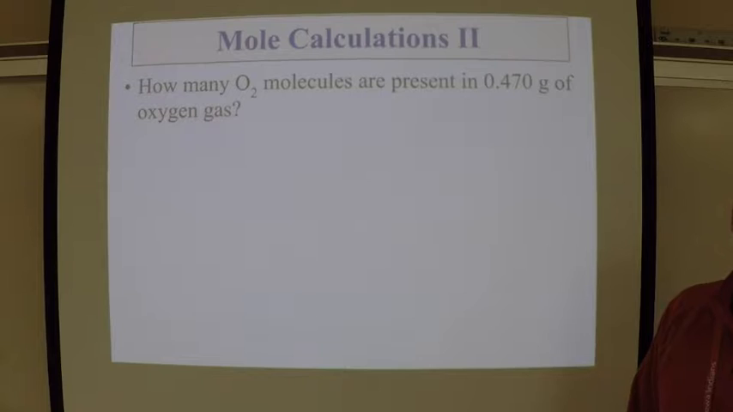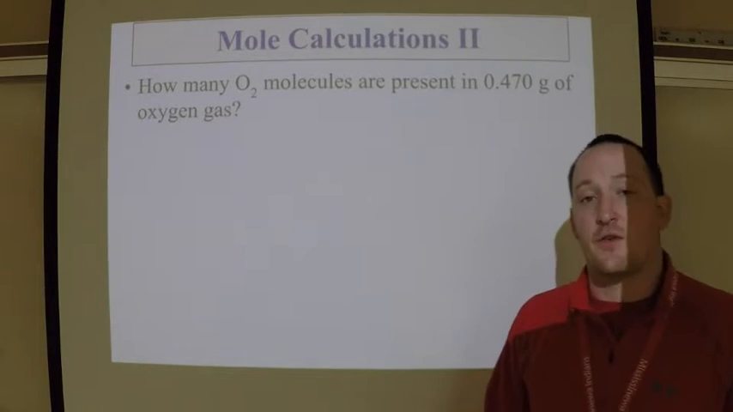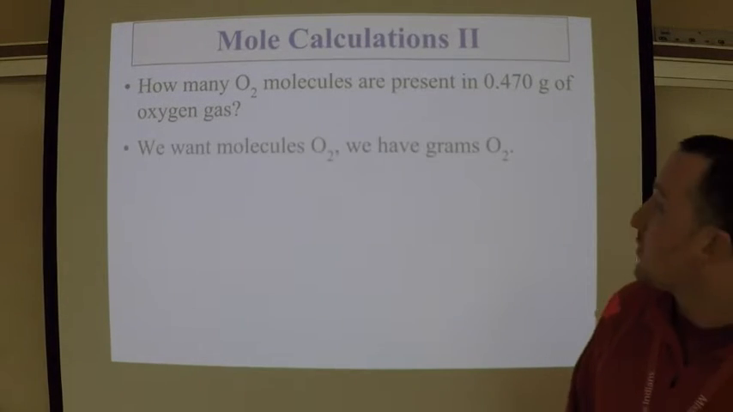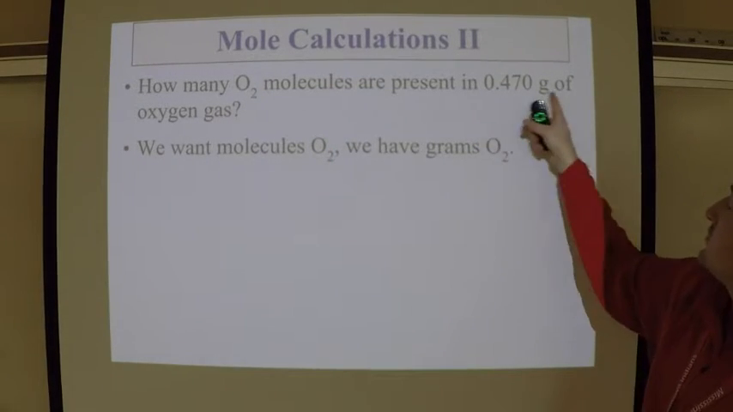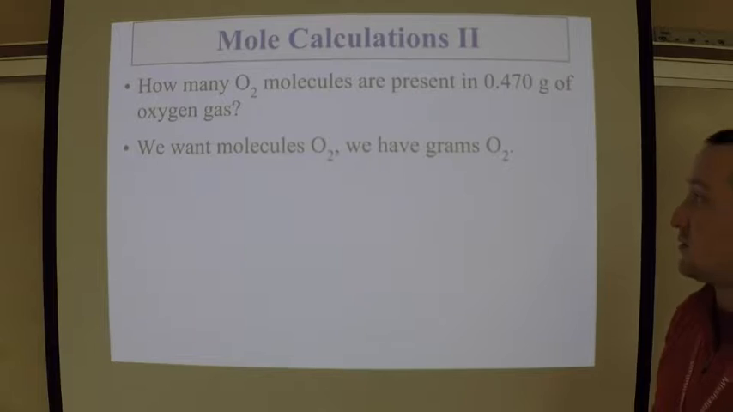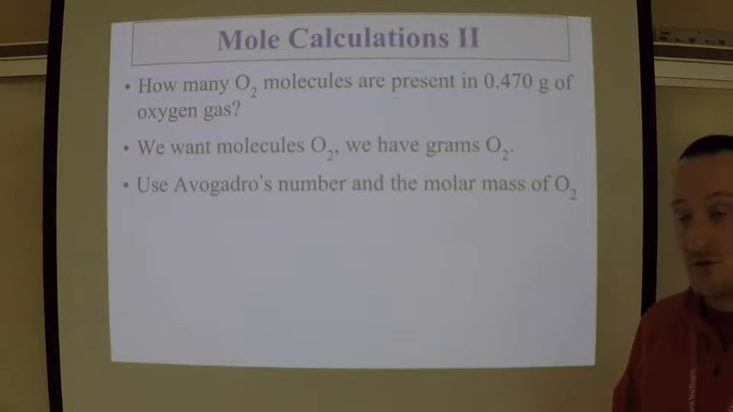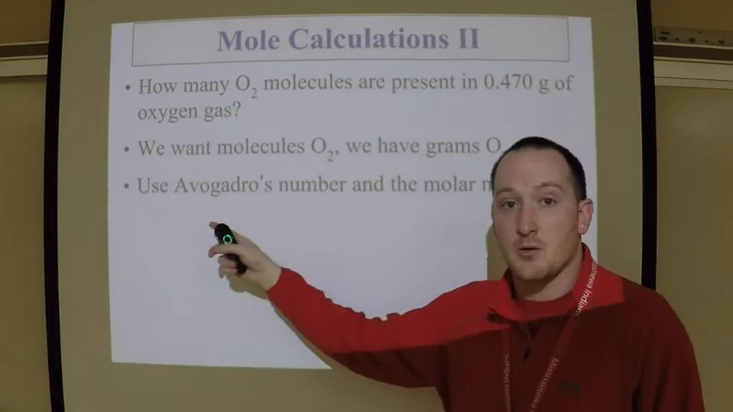So what are we looking for? In other words, what are we trying to find, and what are we given? Well, we want molecules of O2. That's what it asked us for. We have grams of O2 because that's what's given to us. So I'm going to use my conversion factors, and I'm going to need Avogadro's number.